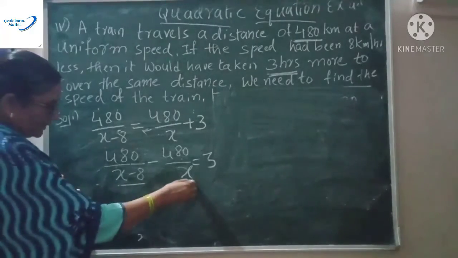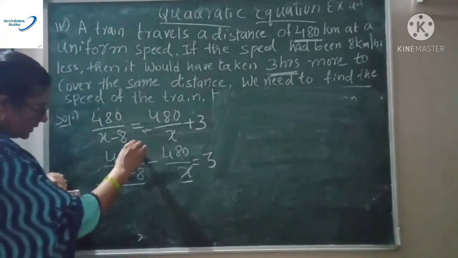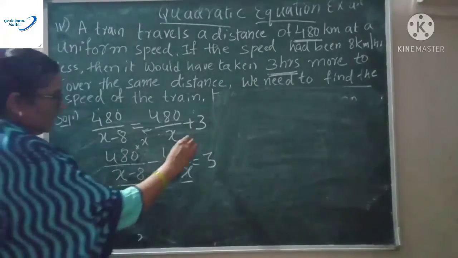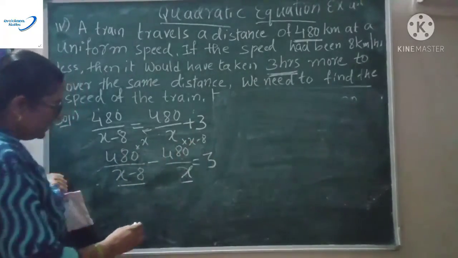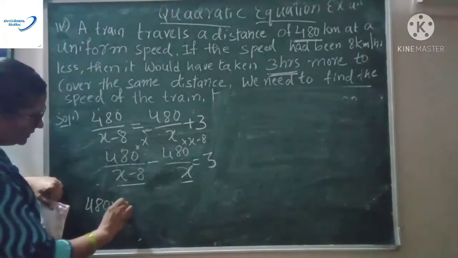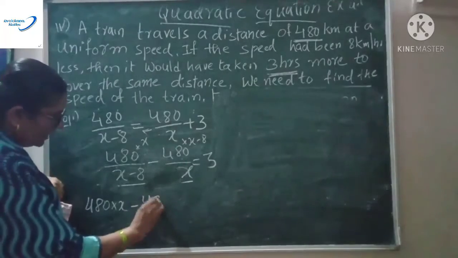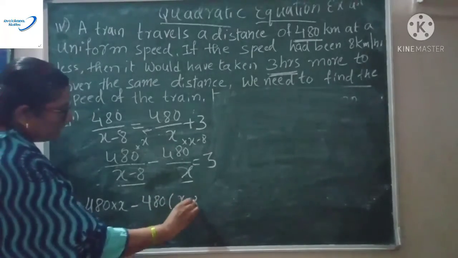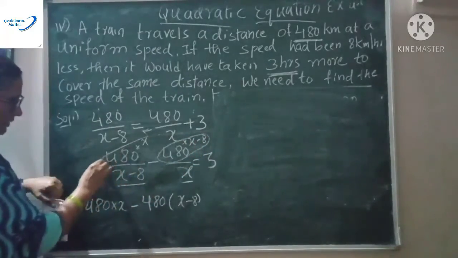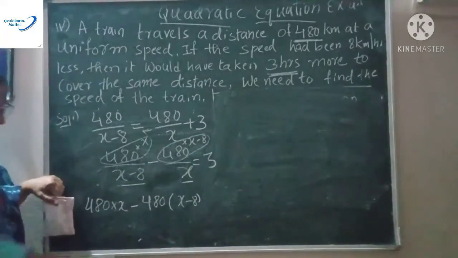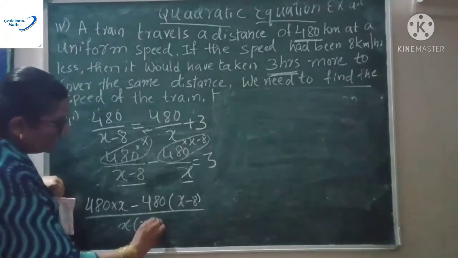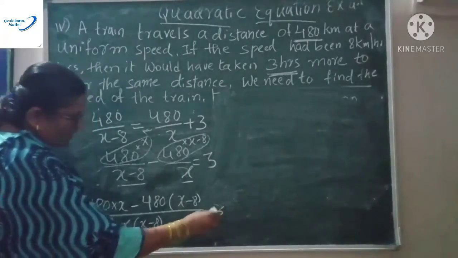This is x minus 8 and this is x. So this term you are multiplying by x, and this 480 you are multiplying by x minus 8. I go slowly. So what happens here? You are writing 480 into x minus 480 into x minus 8. Why? This one is getting multiplied with this one, and this one is getting multiplied with x. Your LCM is x into x minus 8, equal to 3.